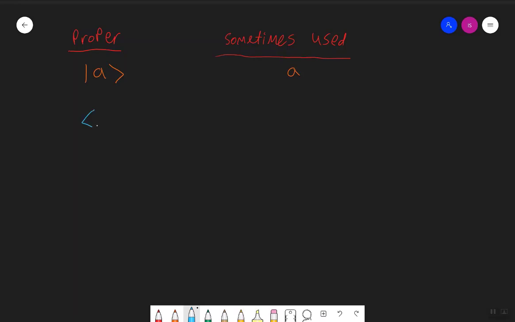The next thing is a bra vector, A, and sometimes that will just be written A dagger. Again, it loses some information about it being a vector, and again, A is really just a label on it. So I don't really like this notation, but I will occasionally use it depending on the situation.